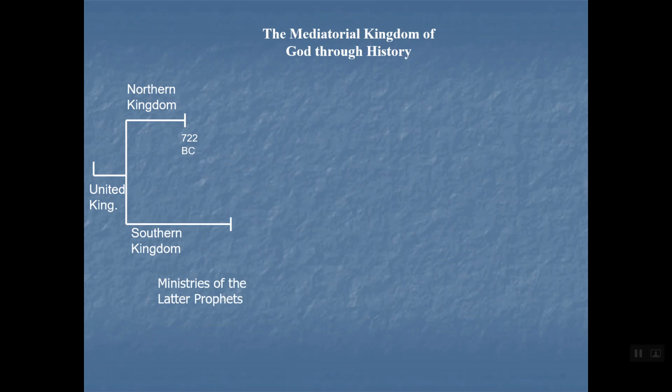The Mosaic covenant, where God entered into covenant with the whole nation of Israel. He defined the relationship between himself and Israel. And the Mosaic was the means by which the promises of the Abrahamic covenant would be worked out.